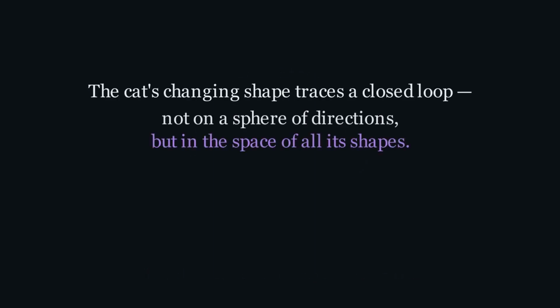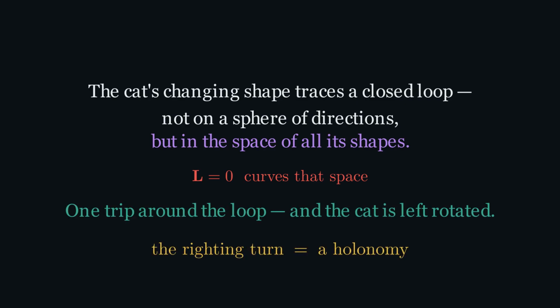Now come back to the cat. As it bends and unbends, its shape traces a closed loop, not on a sphere of directions, but in the space of all of its possible shapes. And the demand that its angular momentum stays zero curves that space, exactly like the sphere. One trip around the loop, and the cat is left rotated. Its righting turn is a holonomy, the same geometry behind a swinging Foucault pendulum and the quantum phase of Marey.